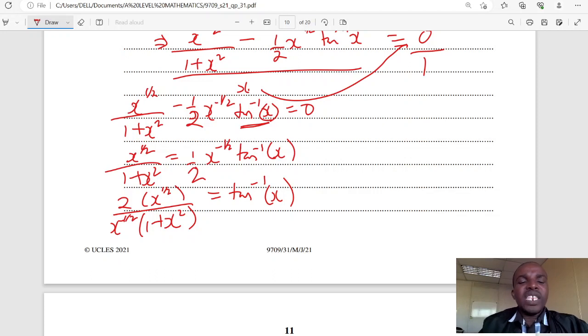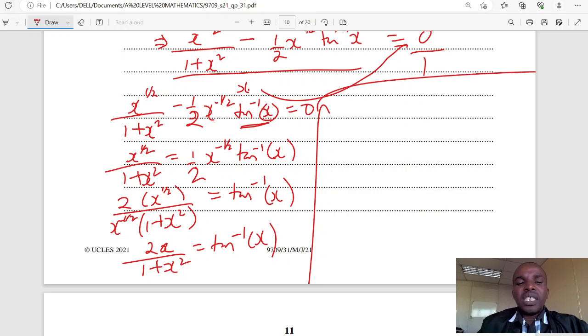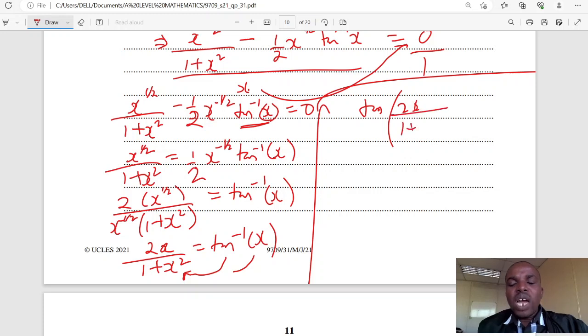These are laws of indices. You maintain the base and you subtract the powers. So it will be x to the power half minus half, which is x to the power 1. So it will be 2x over 1 plus x squared, then it equals arctan of x, like this. Then if you get arctan to this side, it will be tan. So it will be tan of 2x over 1 plus x squared is equal to x.